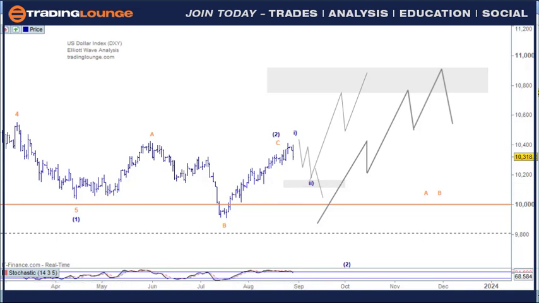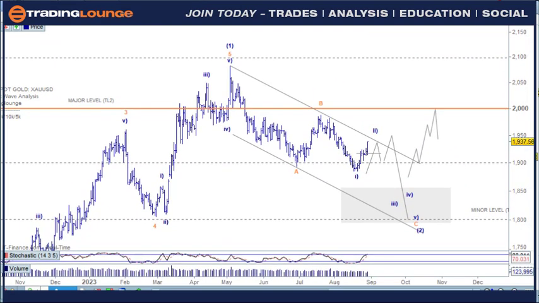So anyway, with the gold market here, sorry, just as an example, we can look at this here as the A, the B, and the C wave down here and put this wave 2 here. That's one way to look at it.